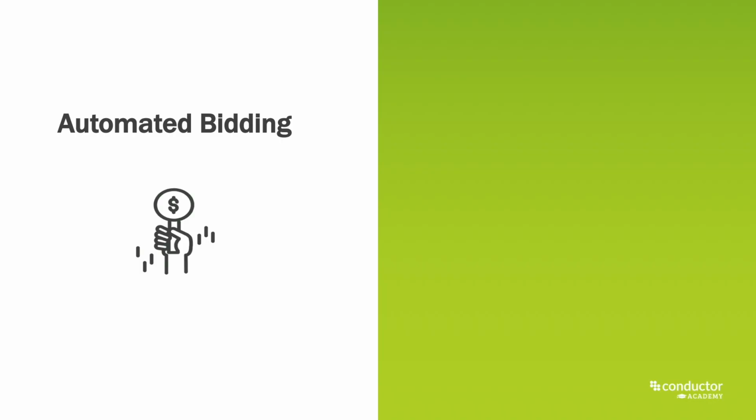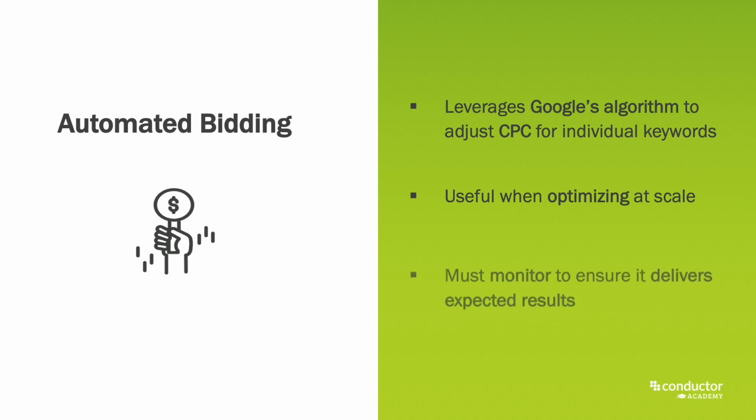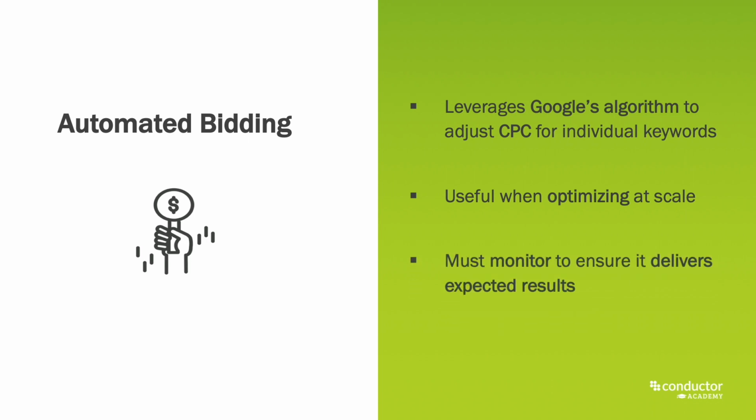If cost per acquisition is top of mind, another opportunity is to use automated bidding. Now, what this does is it will leverage Google's algorithm to adjust your CPCs for individual keywords based on your average CPA. Now, this can be very useful when you're optimizing at scale, but make sure that you do not set and forget this. You still want to monitor alongside to ensure it is delivering the results you expect.